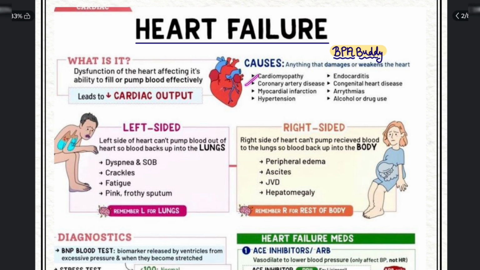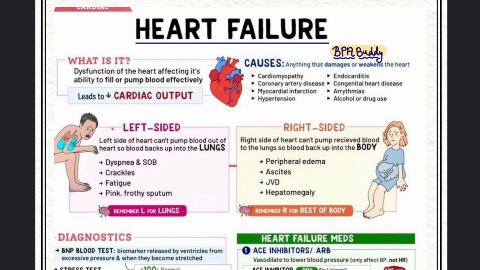And here are some of them. Cardiomyopathy, coronary artery disease, myocardial infarction, hypertension, arrhythmias, congenital heart disease, endocarditis, alcohol or drug use. Heart damage equals heart failure. So simple, and don't overcomplicate it. It is simple and we will understand it very simply.